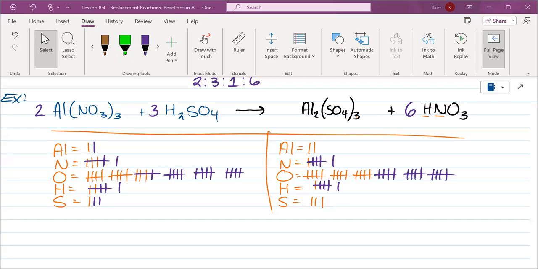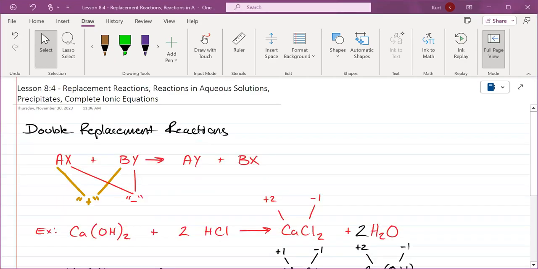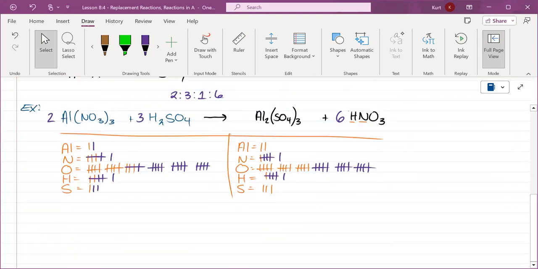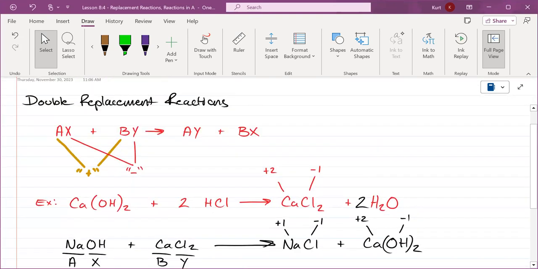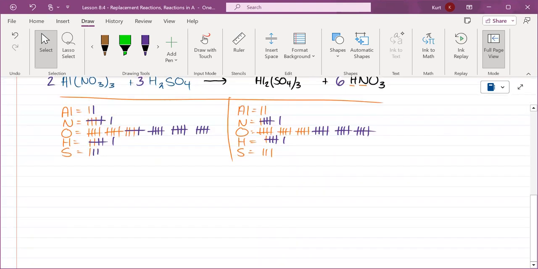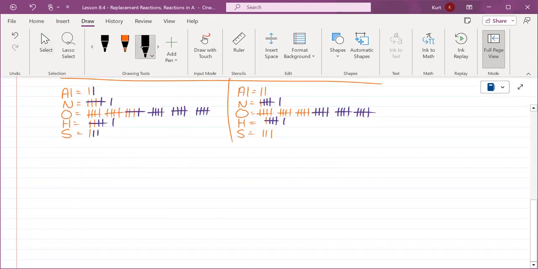Okay, this is the second half of lesson 8.4, unit 8, lesson 4. We just did double replacement reactions. We're going to carry on, and we're going to talk about aqueous solutions.